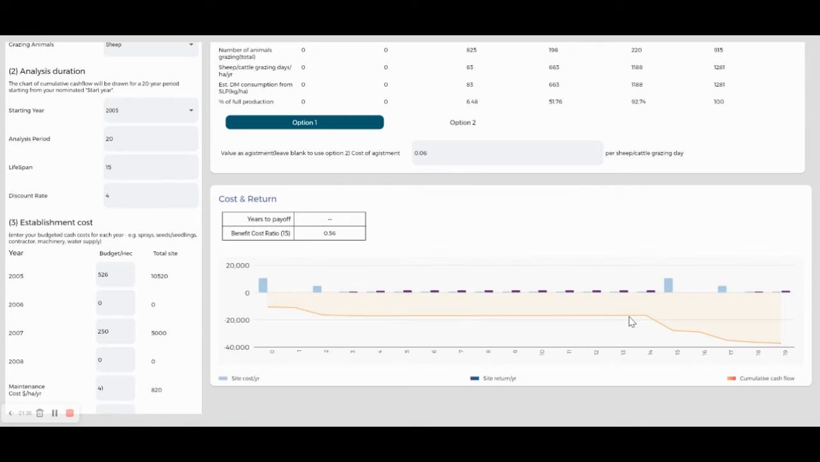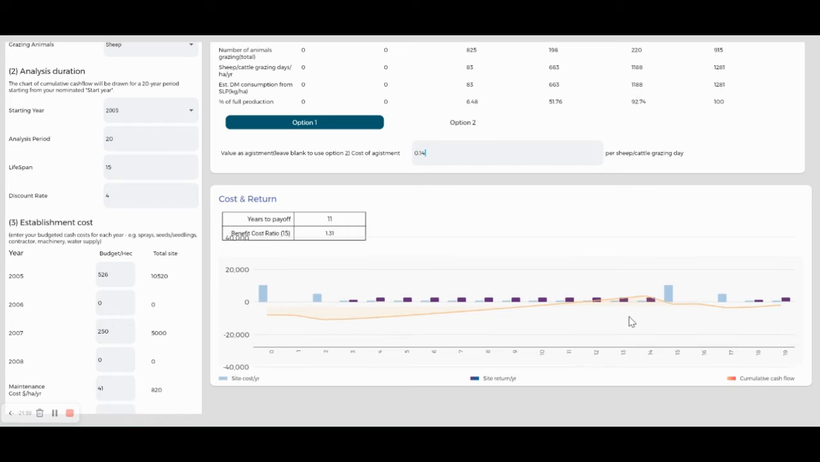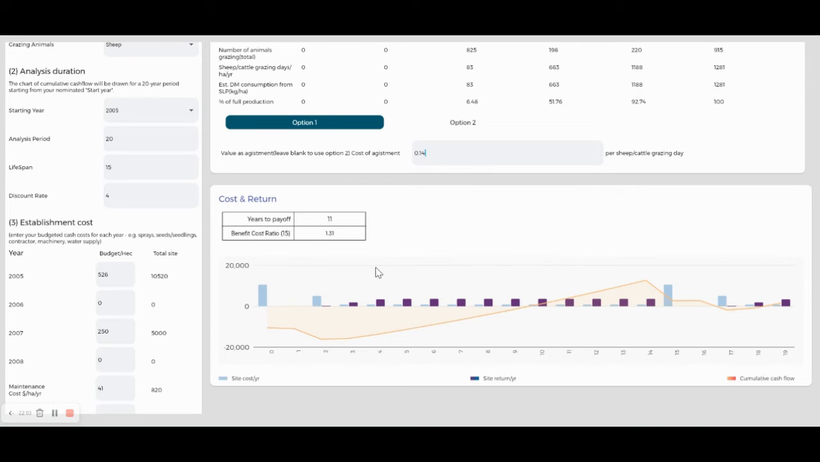So if we could look at some alternative prices, if agistment was up closer to $1 per head per week, which is 14 cents per head per day, then we see at that price the cumulative cash flow does get positive. And what we see in the extra values that are provided is the years to pay off. So by what year do you get your money back? It's happening in 11 years.